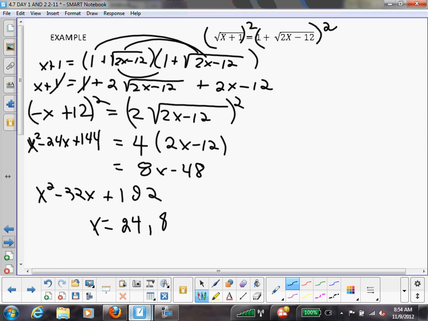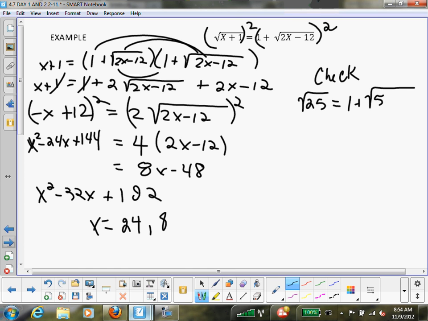And what do I need to do? Check it. I have to check. Cubic roots don't need to be checked because you can have negative values under that cubic root. But square roots have to be checked. And so I'm going to go the square root of 25. Does that equal 1 plus the square root of 50 minus 12? Well, 24 plus 1 is the square root of 25, right? Does that equal 1? And then, oh, that's 48, sorry. What's 48 minus 12? So what is this is 1 plus 6. Does that equal 5? Therefore, 24 doesn't work.